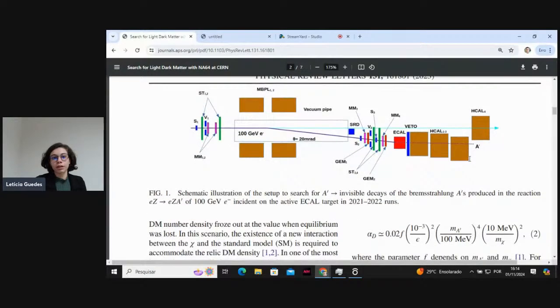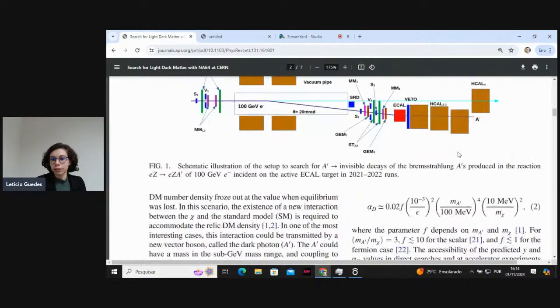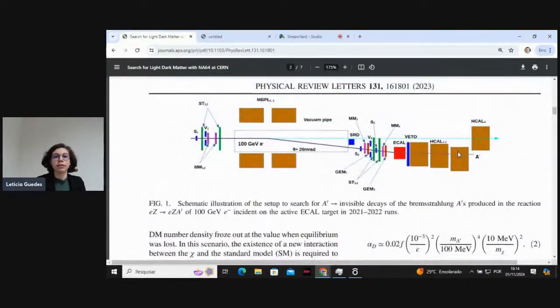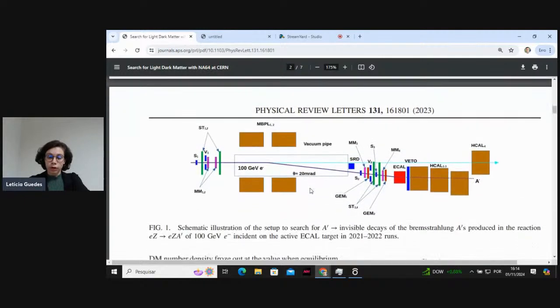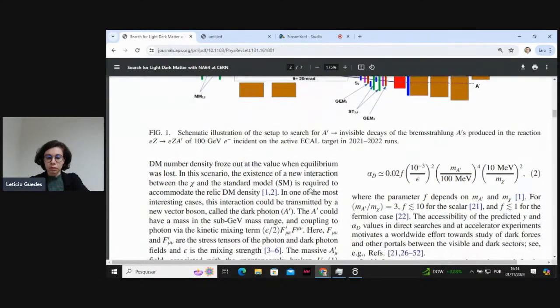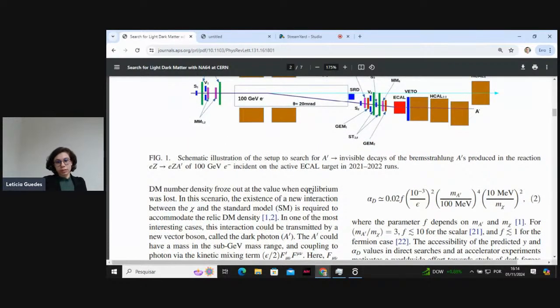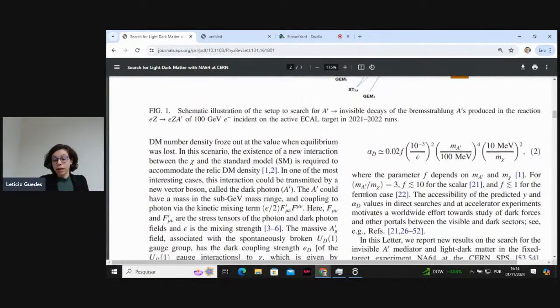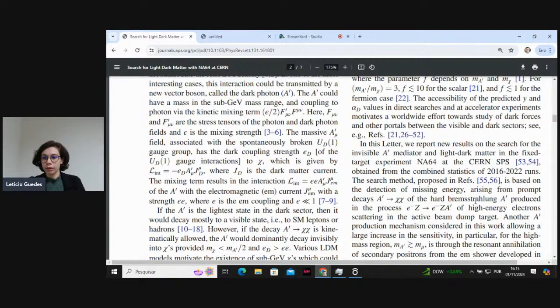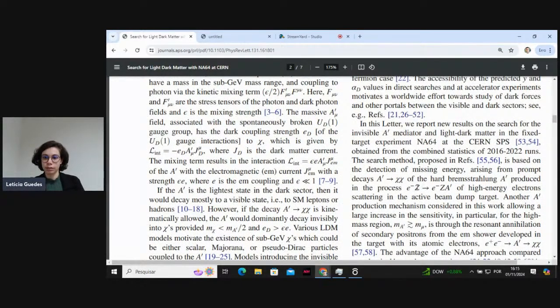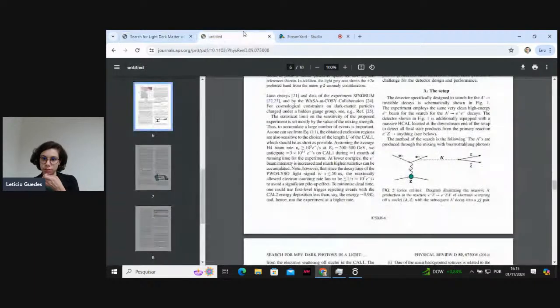So it's a bit of an experimentalist paper. It explains a lot about the upgrades that they did in each component. But we are not so much experimentalists, so I'm going to talk about the general purpose. They look for a dark photon using missing energy techniques that participates in two processes. So dark photon produced by a hard Bremsstrahlung when the electron hits the target, that is the nuclei, like in this image here.